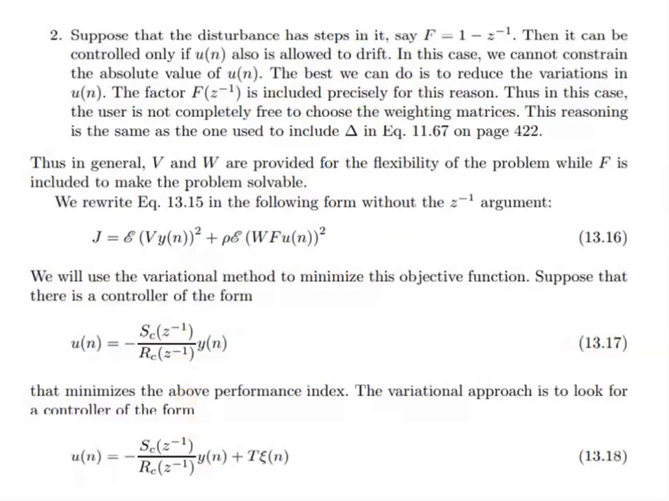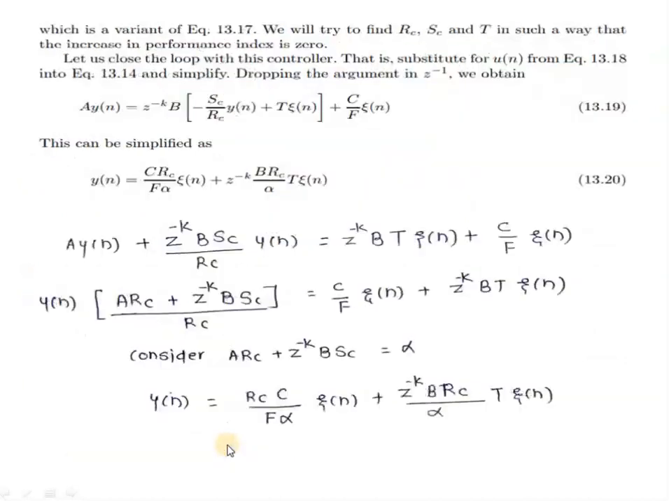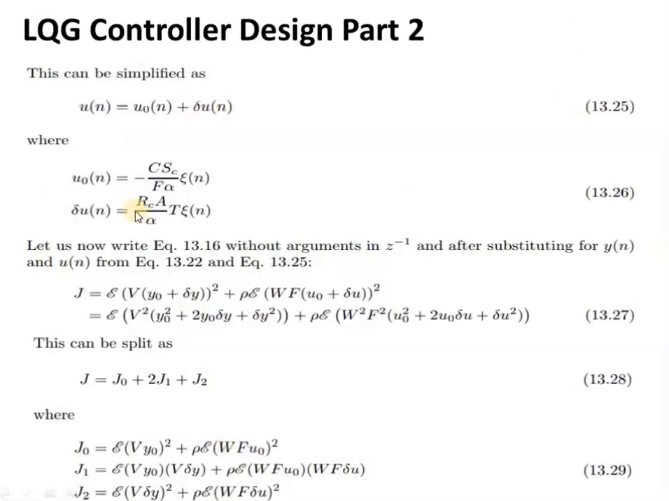Here you can see the performance index for the LQG controller. To minimize the performance index, we have used the variational approach method. That's why this additional term is included in the control effort. With the help of this control effort, we have to minimize the performance index. Now with the help of this U of n, let's see how to minimize the performance index. Now up to this you have studied in the previous lecture. From this onward we will start.